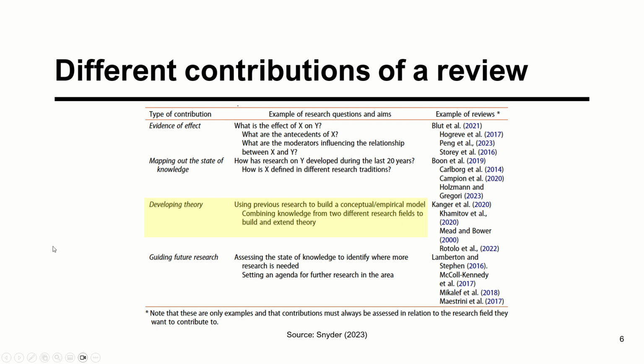Developing theory is an extremely important aspect, which is why it is highlighted, where you're using prior research to develop theory in terms of building a conceptual and empirical model, and or even theory building, or you're actually trying to extend theory by leveraging past literature, or guiding future research, where you're actually setting an agenda for future research in terms of, say, propositions and research questions that can motivate researchers to explore a particular area further.